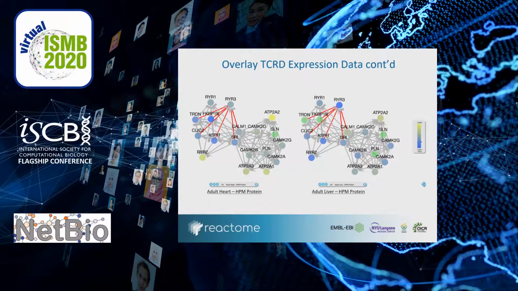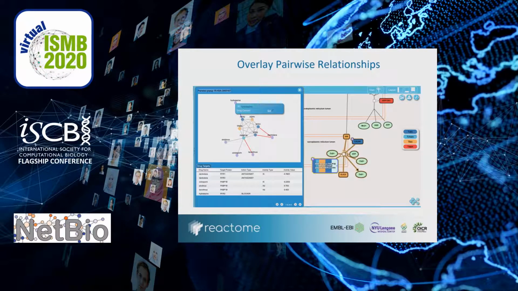Users can toggle to a simplified FI view, which shows clearly that RYR2 and RYR3 and several other proteins have higher protein expression in the heart than in the liver. We've also implemented features to overlay pairwise relationships together with target development level information. And in this table on the left, we can also see the drugs that are known to interact with the members of the RYR tetramer complex.